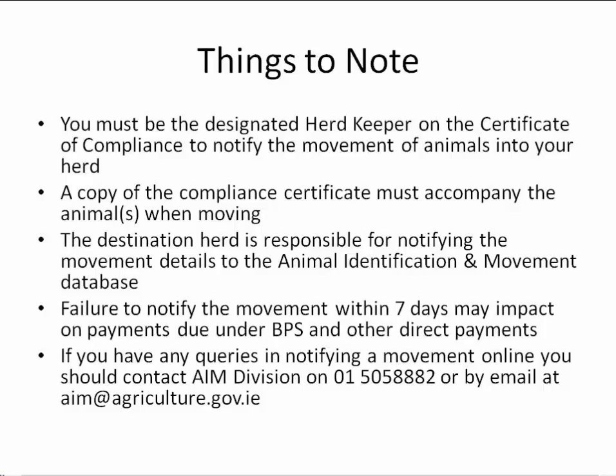If you have any queries in notifying a movement online, you should contact AIM Division on 01 505 8882 or by email at aim@agriculture.gov.ie.